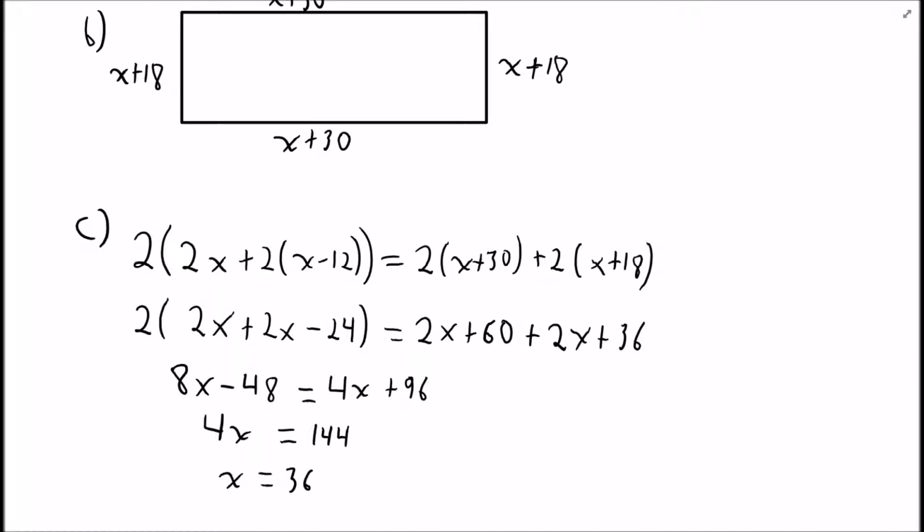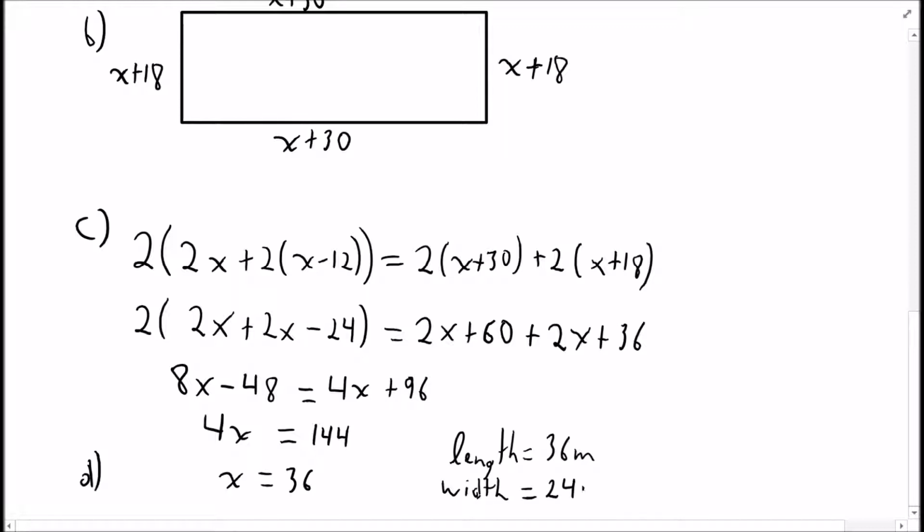I've actually gone ahead and started doing part D. Part C just said to write the equation, part D wanted us to solve it. So this is part C and D. If the length is 36, they asked us to find the length and width. Remember that the original width is 12 less than that. So our length is 36 meters, and the width is 12 less than that, so it must be 24 meters.